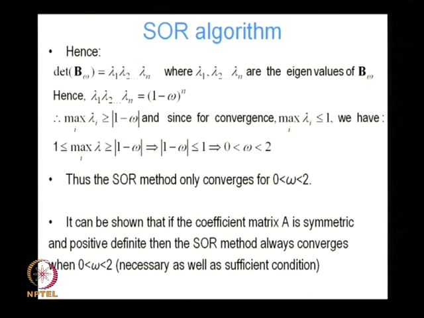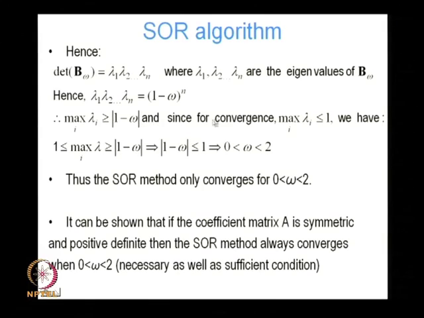Therefore, the maximum eigenvalue must be greater than or equal to 1 minus omega. Why? Because the product of all these eigenvalues is equal to (1 minus omega) to the power n. Therefore, the maximum value must be greater than or equal to 1 minus omega, right. If you think a minute about it, that should be clear. The product of all the eigenvalues is this. So, it is clear that its maximum value must be greater than the nth root of this, right. So, maximum lambda i must be greater than or equal to mod of 1 minus omega.